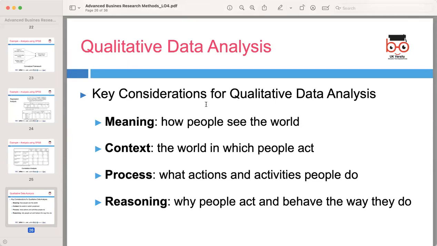Understanding the reasoning behind people's actions and behaviors is important in qualitative data analysis. This involves exploring the underlying motivations, beliefs, and intentions that drive individuals' decision-making process.